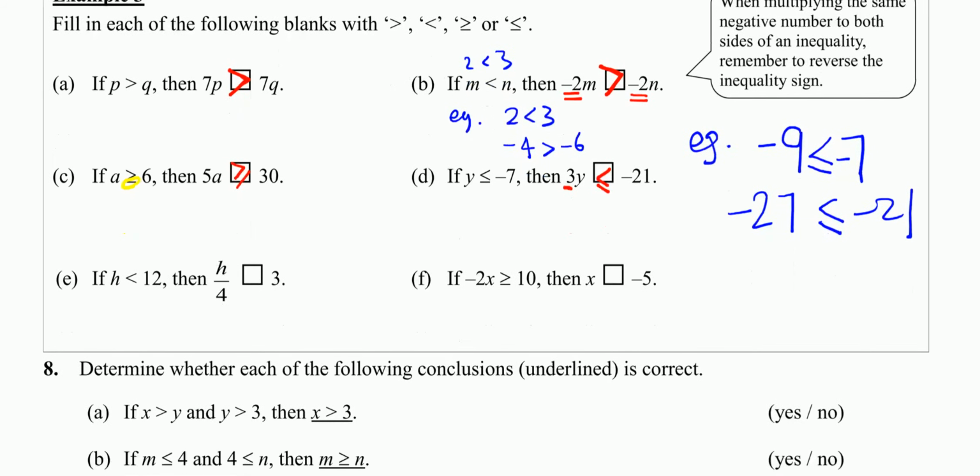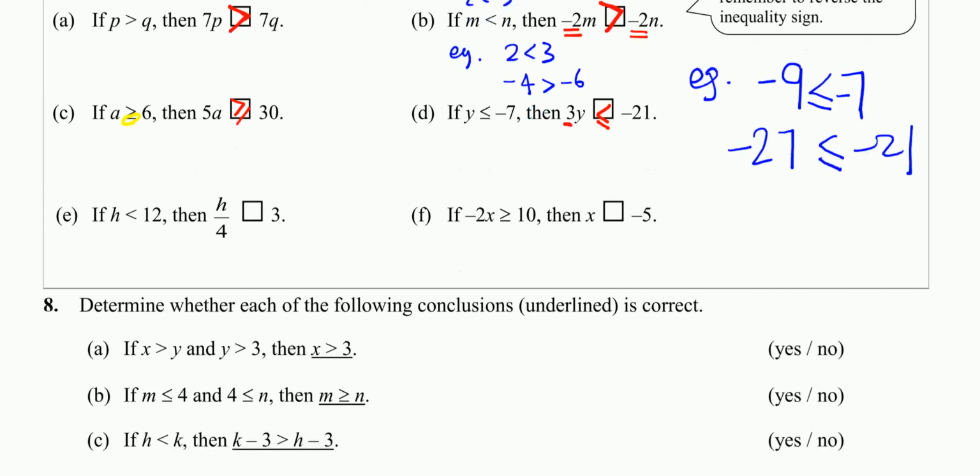And okay, for part E, if we divide by 4 on both sides, as you know, the answer should be still the same, the sign remains unchanged. It should be this. And just some simple examples: 8 is less than 12. 8 over 4, that is 2, is still less than 3. And you will know the answer.